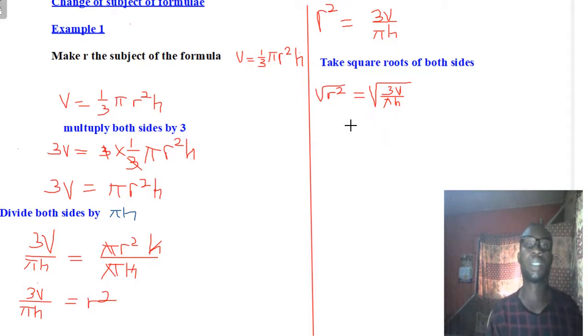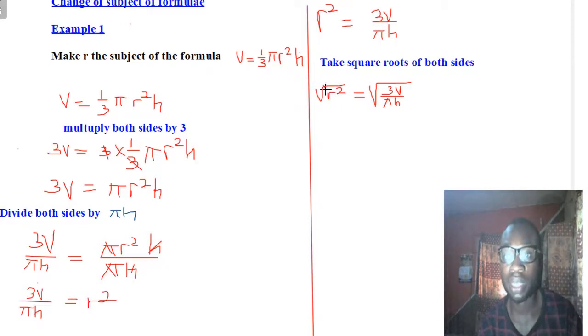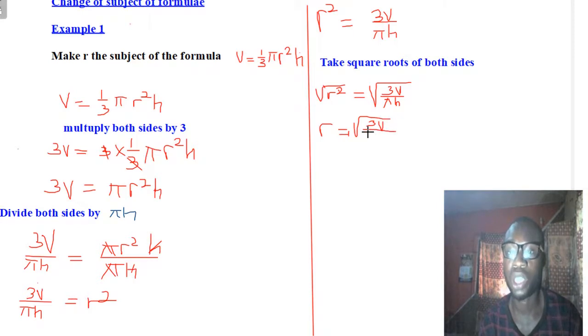Now take note, when you take the square root of a square, you are going to get the base number. The square root will clear the square. So we have r now. So our r is equal to the square root of 3v all over pi h.